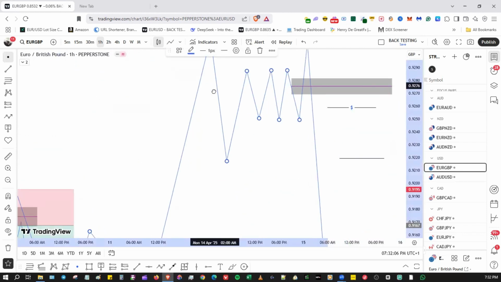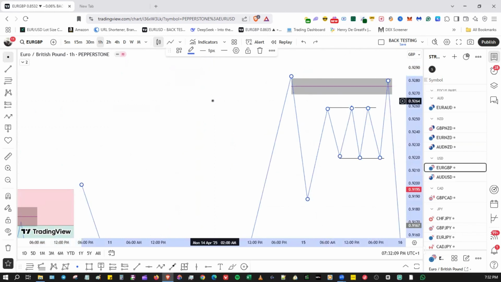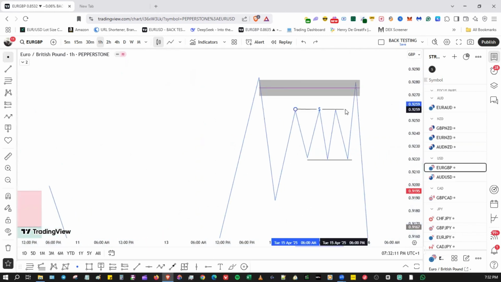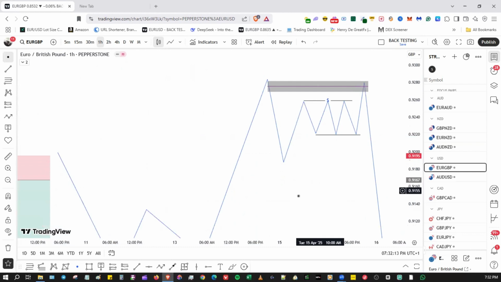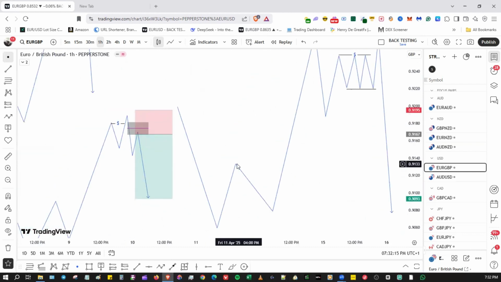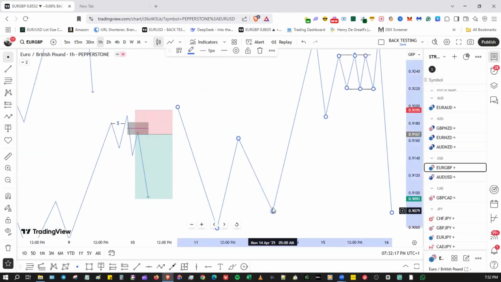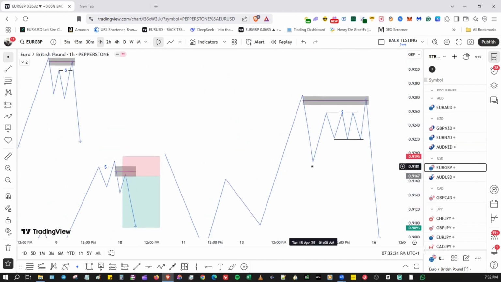Now another one is this one, where we have probably a setup here. This could be a butterfly pattern, probably in this form. It could be a butterfly pattern of this nature. And then price gets to the potential reversal zone and reverses. You'll be like, I've missed the entry. You have not missed the entry. Price will likely come back.